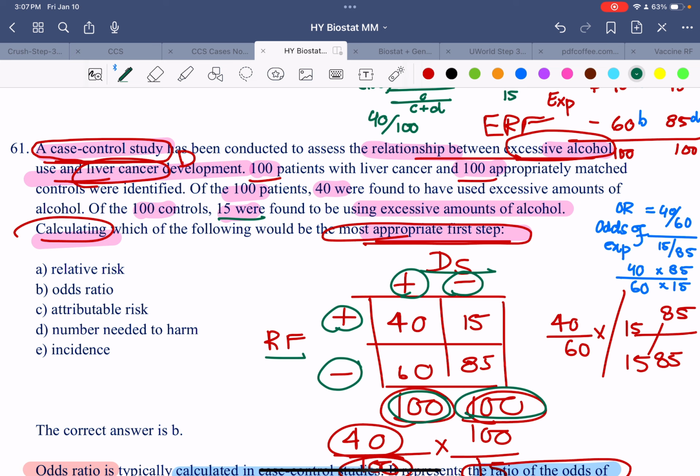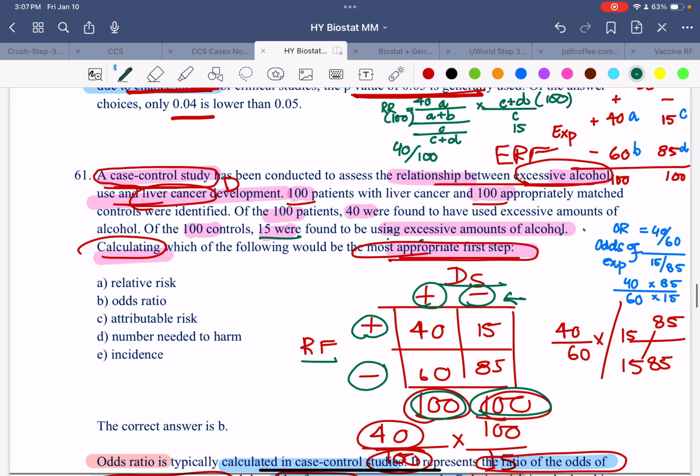Of the 100 controls, so controls are those who are non-diseased, right? 15 were found to be using excessive amounts of alcohol. So of the people who are controls, 15 were actually exposed to the risk factor. So we're going to put the 15 at the top, right? And of the 100 patients, 40 were found to have excessive amounts of alcohol. So 40 were found to have a positive risk factor, and they were positive for the disease as well. So simply subtracting, 100 minus 40 is 60 and 100 minus 15 is 85, right?